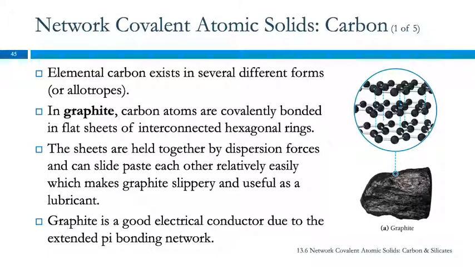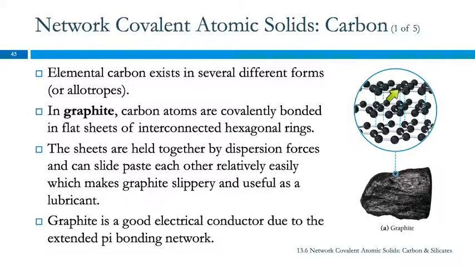So the network covalent atomic solids, here we have atoms covalently bonded to each other. Elemental carbon exists in several different forms. These are called allotropes. Graphite is one. If you're writing with a pencil, you're smearing graphite on the paper.